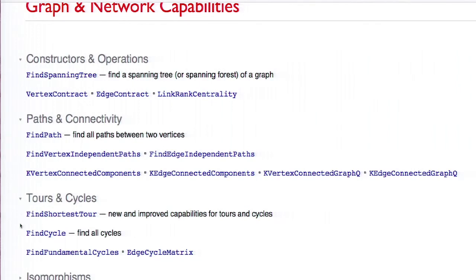So if it's a vector space, that means there is a basis. So we introduced FindFundamentalCycles and EdgeCycleMatrix, which are essentially representations of a basis. Each basis has a specific property. And also what we did is that we enhanced FindShortestTour, and I will discuss a little bit later the enhancement we did for FindShortestTour.